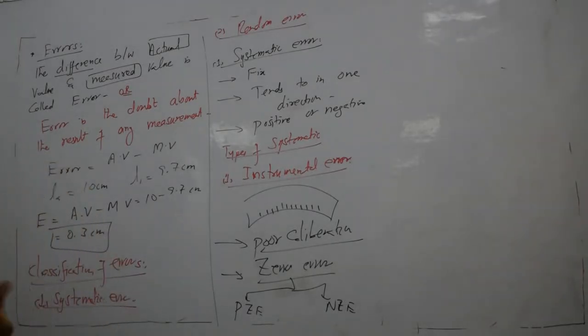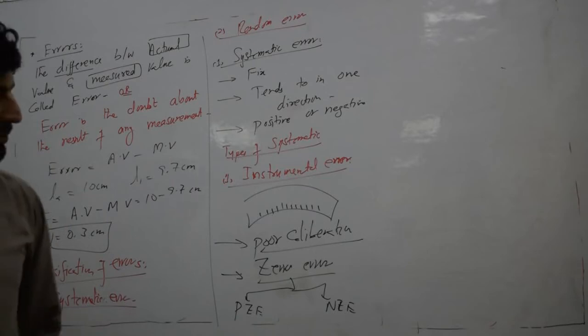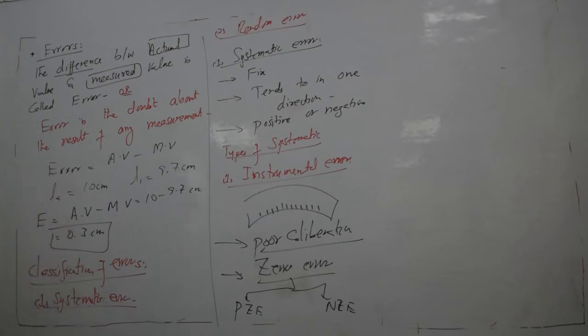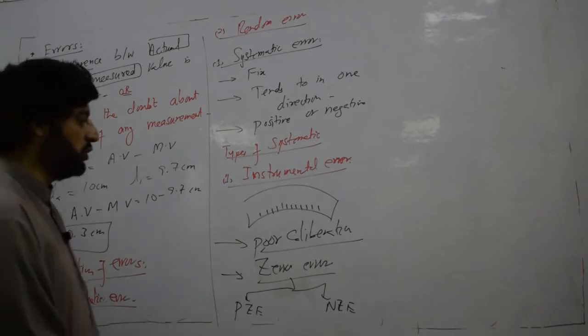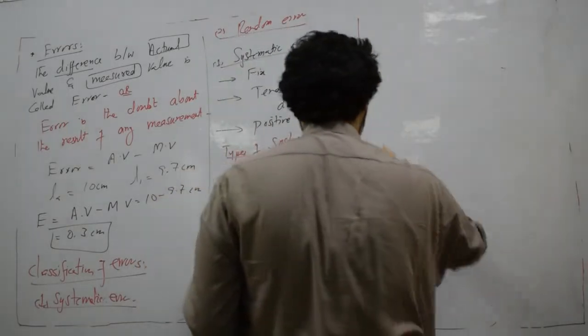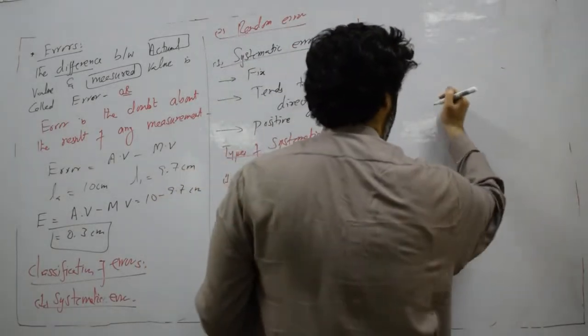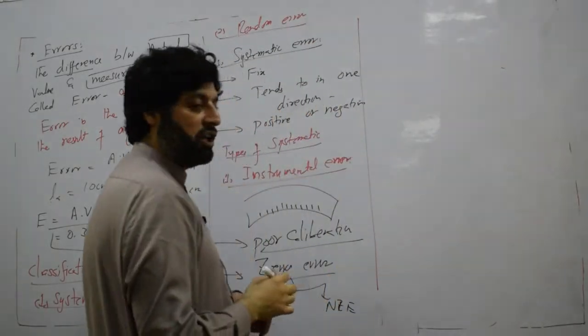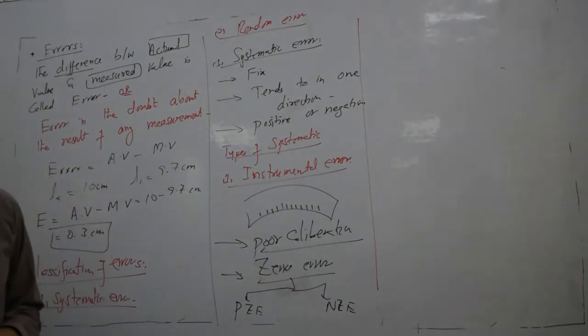The question is how we can minimize this instrumental error. So remember, systematic error can be minimized by improving experimental techniques and selecting better instruments, quality apparatus. So we can minimize instrumental error. If we don't use quality apparatus, then the systematic error will be fixed and will remain there. It cannot be removed.